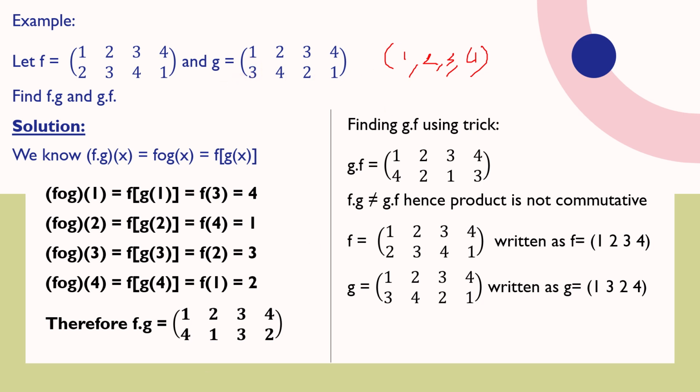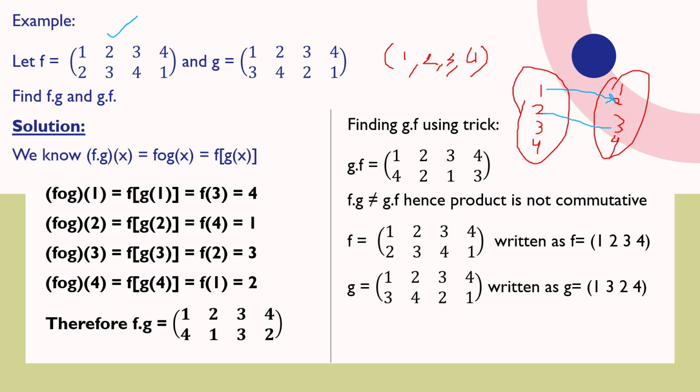So if you just draw it here, you have 1 2 3 and 4, and again 1 2 3 and 4. I'll just take some time to draw it so that it's easier to understand. In the first case, what are the images? 1 goes to 2, this is the first order. 2 goes to 3, 3 goes to 4, and 4 goes to 1.